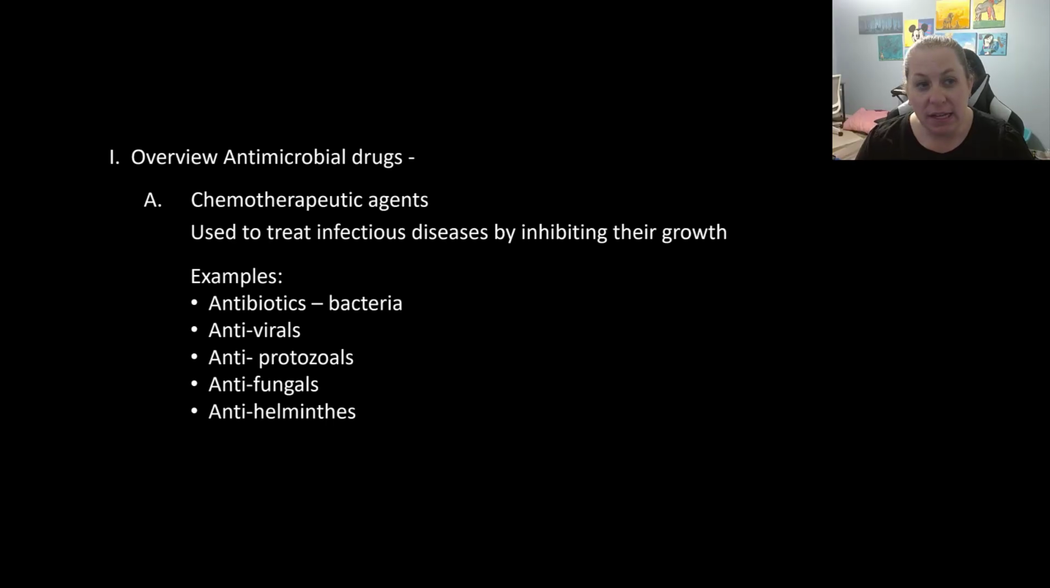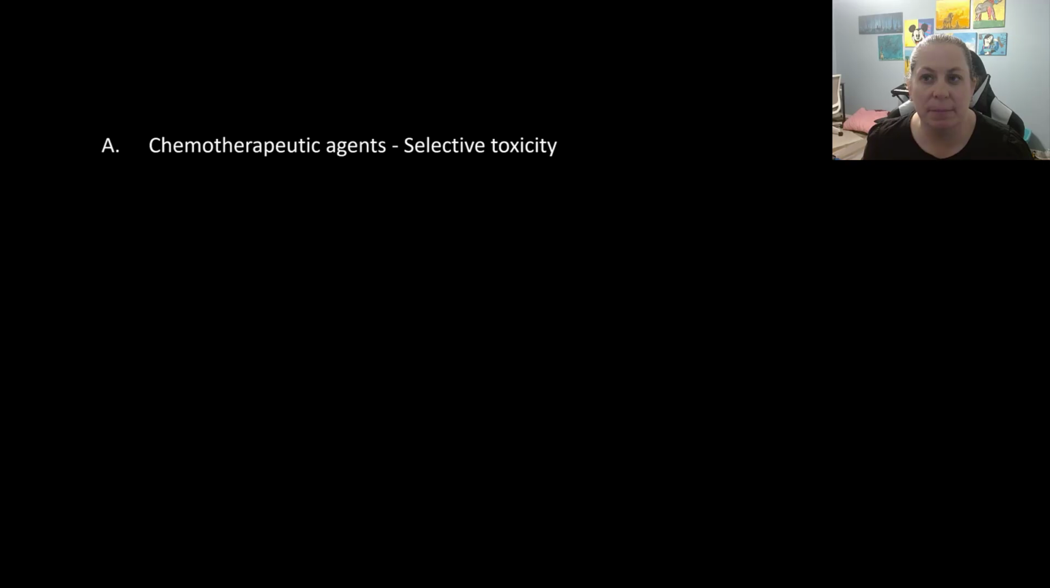Examples of these are things like antibiotics, which are going to kill bacteria or fight bacteria, antivirals, which are going to help us against viral infections. We have antiprotozoals, which are against protozoa, antifungals, and then anti-helminths, which is worms. Okay, so that's going to be some of the categories.